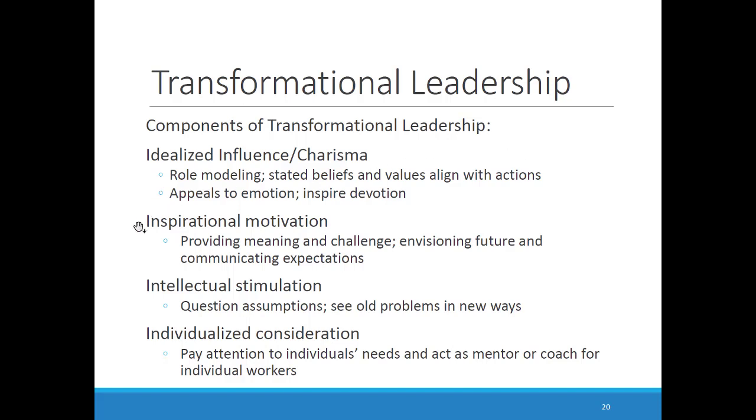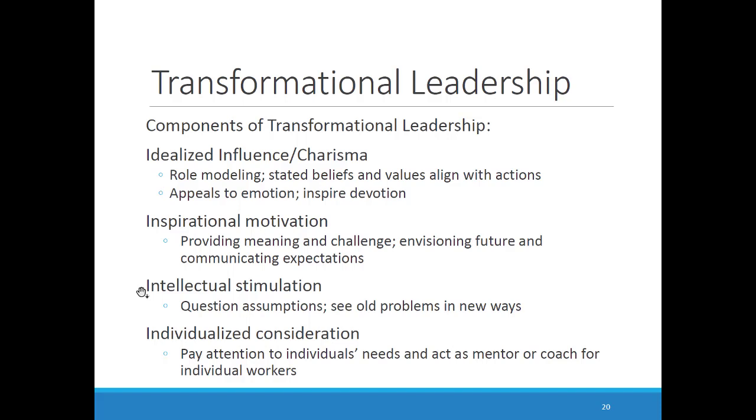The next piece of transformational leadership is inspirational motivation. This is how leaders provide meaning and challenge to their employees. They help them envision a future and communicate expectations. So they help their workers see the bigger picture and know what the company is working toward. They see what the future is going to look like in that organization, and they get people on board with it and communicate that effectively.